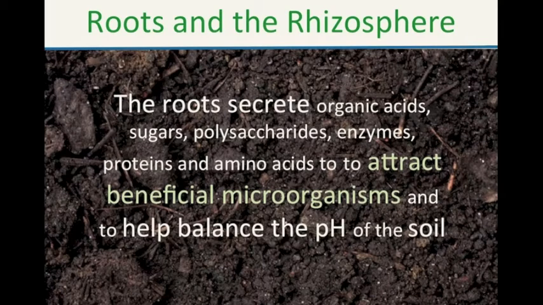The roots, in return, actually secrete substances into the soil. These substances include organic acids, sugars, polysaccharides, enzymes, proteins, and amino acids. One of the functions of these excrements is to attract beneficial microorganisms. Plant roots are often called the donut shop of the soil. Why? Because these plant roots are excreting food and attractive substances to microorganisms.